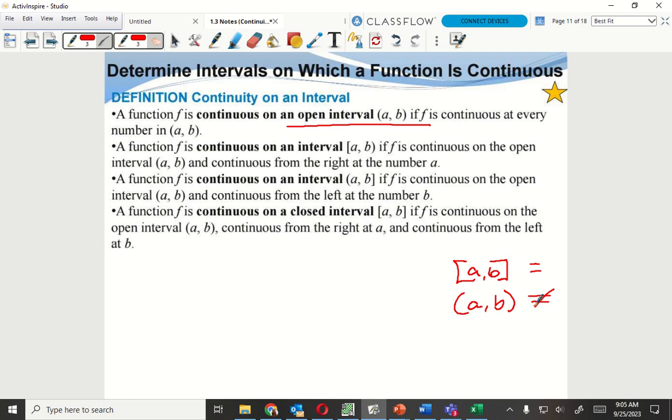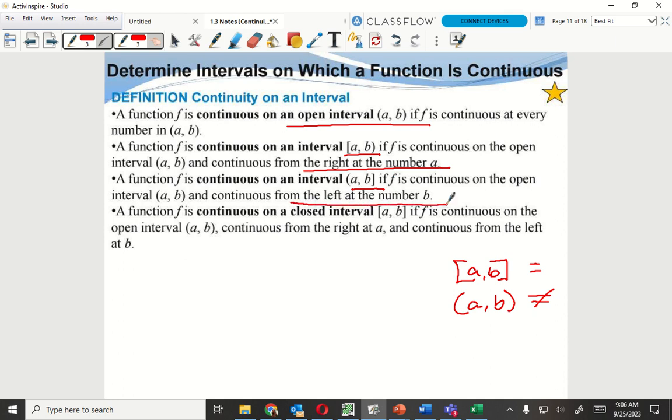So the next one right here, it's continuous on an interval. You notice it doesn't say open anymore. Closed A, open B. Right here, it is continuous on the open interval from A to B and continuous from the right at number A. So it's including the open interval and also including from the right at A because A is closed. Same thing over here, it is continuous on the open interval, but because B is closed, it is continuous from the left at B.